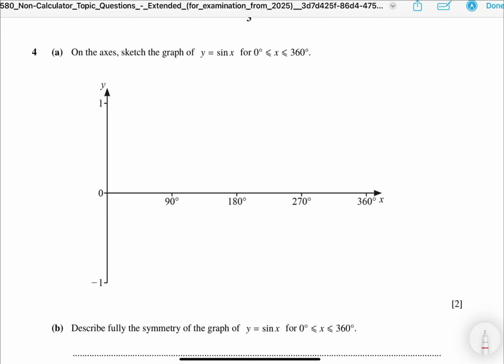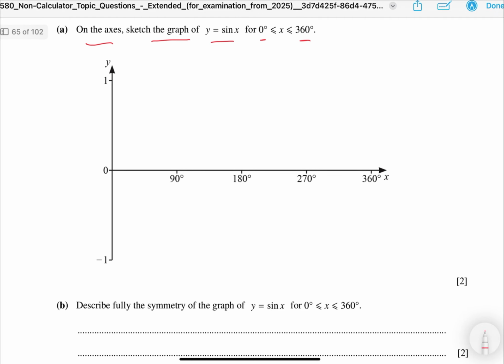Now let us try to attempt this question. On the axes, sketch the graph of y equals sine x from 0 to 360 degrees. If you know nothing about sine x, what we can do is draw a unit circle first to understand the graph. What do I mean by the term unit circle? That the radius is 1. So this is 1.